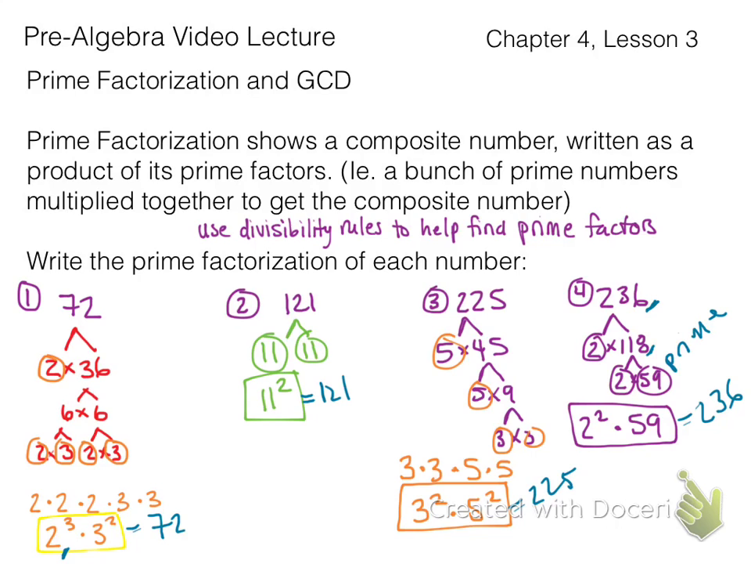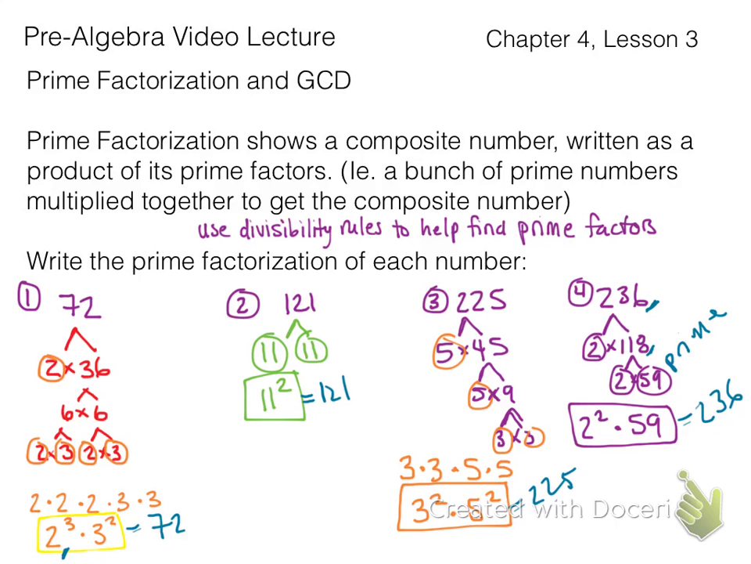So each number has its own distinct prime factorization. Every number does. It's either a prime number, so it's 1 times itself, or it's very distinct. You can't get 72 any other way using prime numbers than 2 cubed times 3 squared, okay? So just know that every single number has its own distinct prime factorization. No 2 prime factorizations are the same for 2 different numbers.